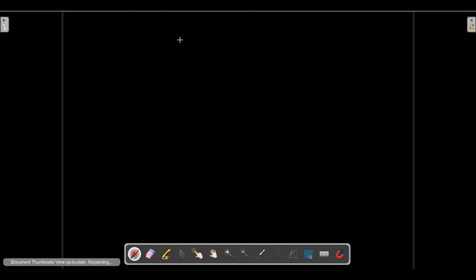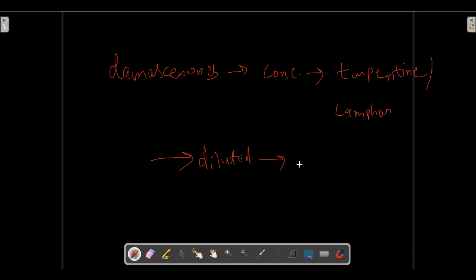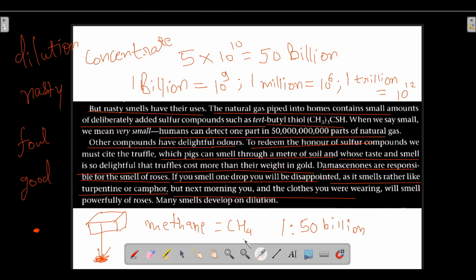Damascenone smells like this. Let me write here. When concentrated, they smell like turpentine or camphor. And when the Damascenone gets diluted, what happens? It smells like roses. When it gets diluted, it feels like the smell of roses.